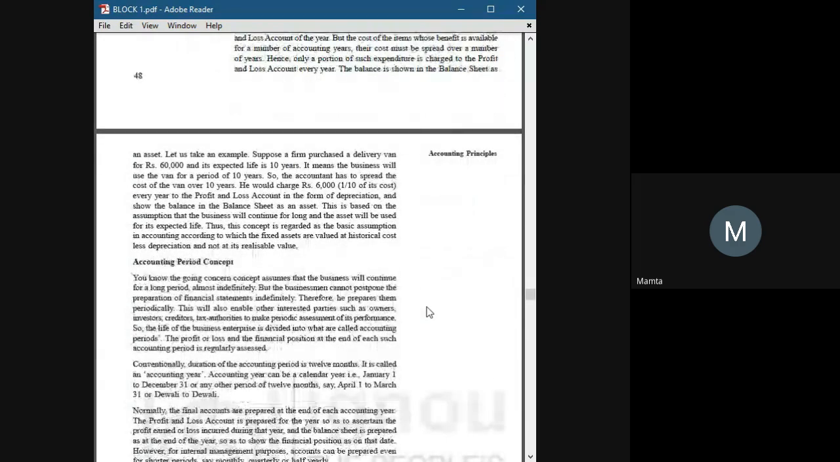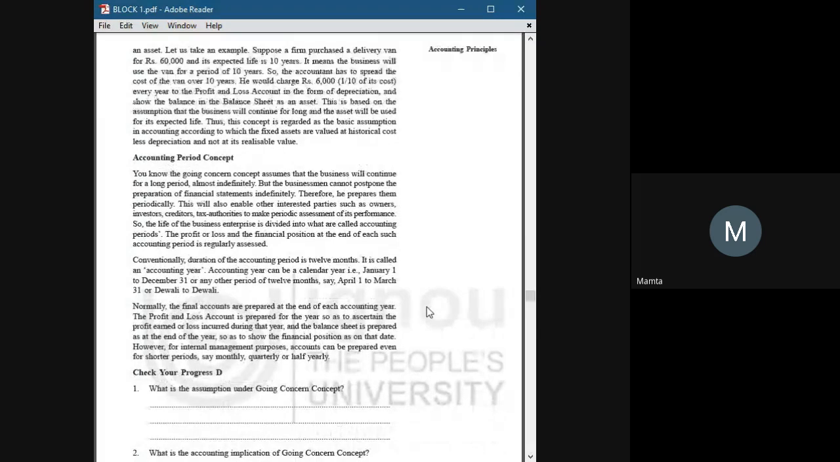Coming to the point, accounting period concept. We should maintain the financial statements to keep analyzing them at regular intervals, like at the end of every financial year. At the end of every financial year, on 31st March of each year, we prepare final accounts.